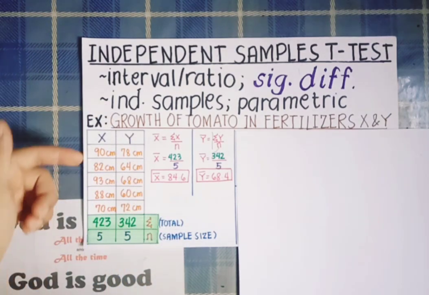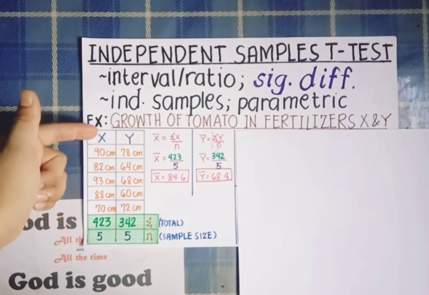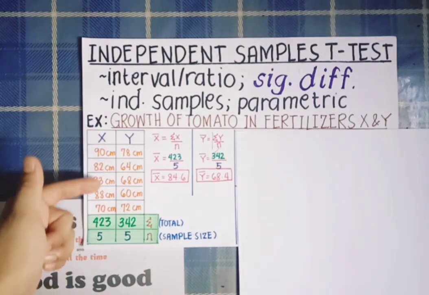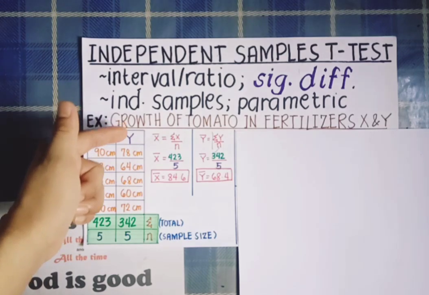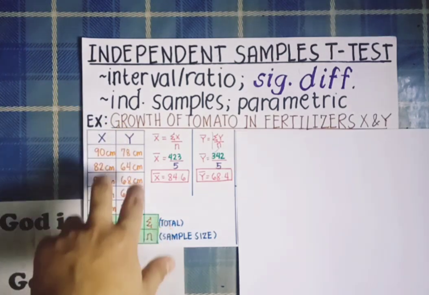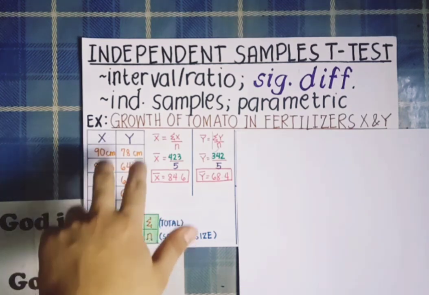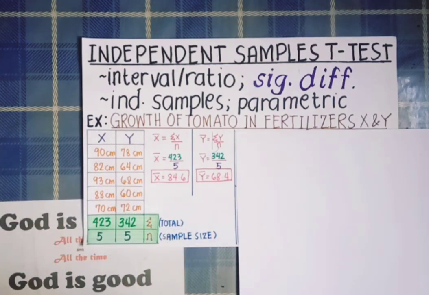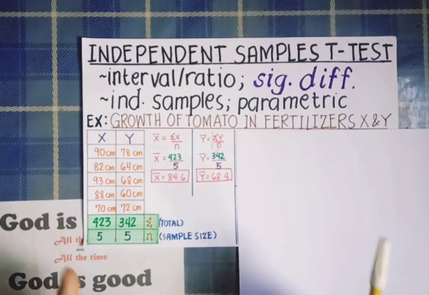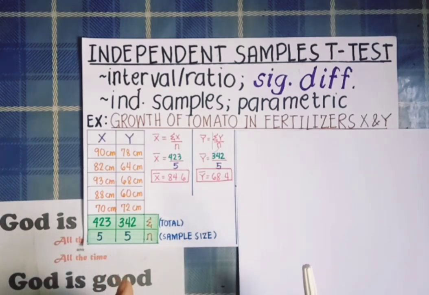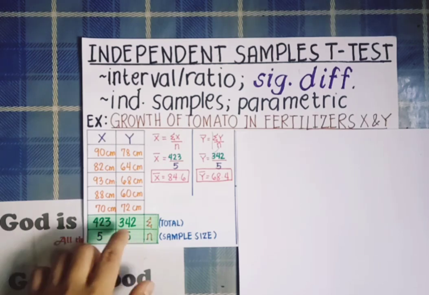Now, take note that our data here from fertilizer X is different from the data from our fertilizer Y. These two data here came from independent samples. Okay? They did not come from the same sets of plants, but they actually came from different sets or different groups of plants.